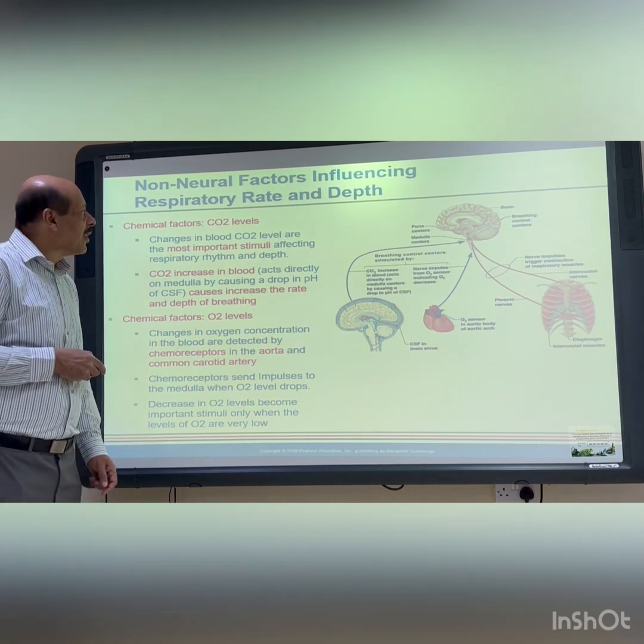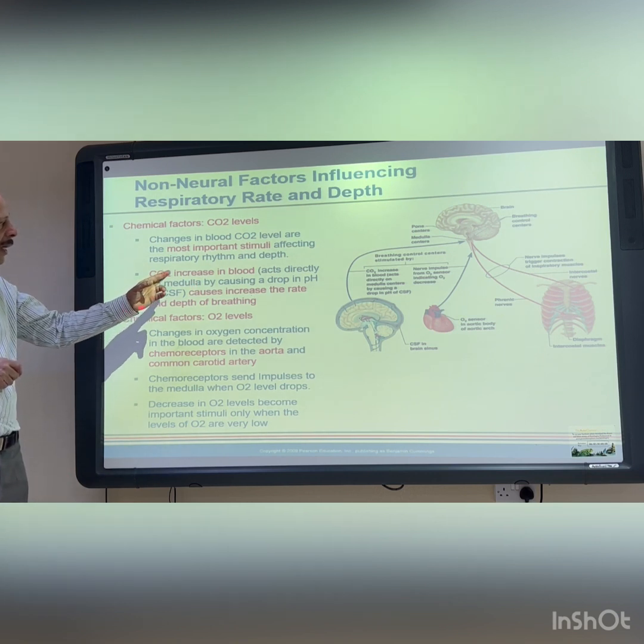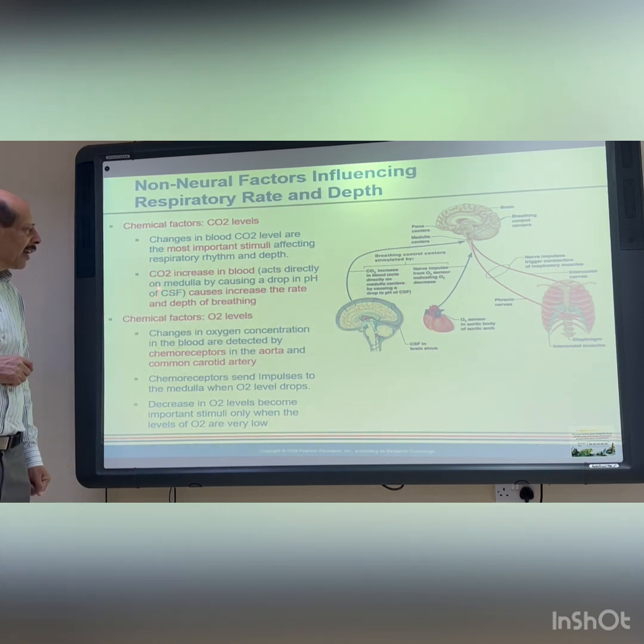Non-neural factors also influence respiratory depth. We have the chemical factors, as we said before: the oxygen and carbon dioxide levels. Changes in blood CO2 level are the most important stimuli affecting respiratory rhythm and depth. An increase in CO2 in the blood acts directly, as we said, on the medulla by causing a drop in the pH of the CSF, which causes an increase in the rate and depth of breathing.